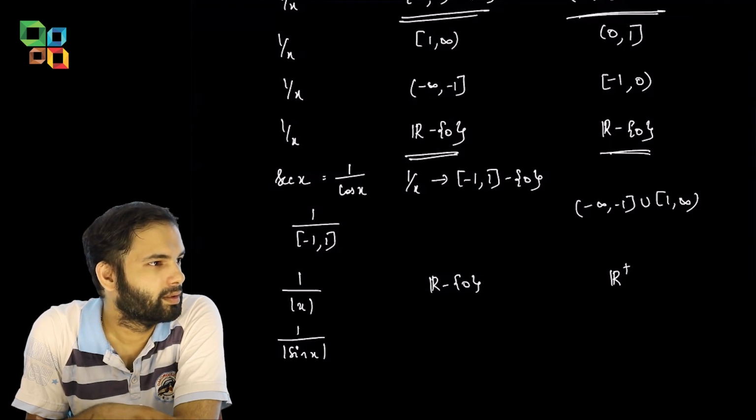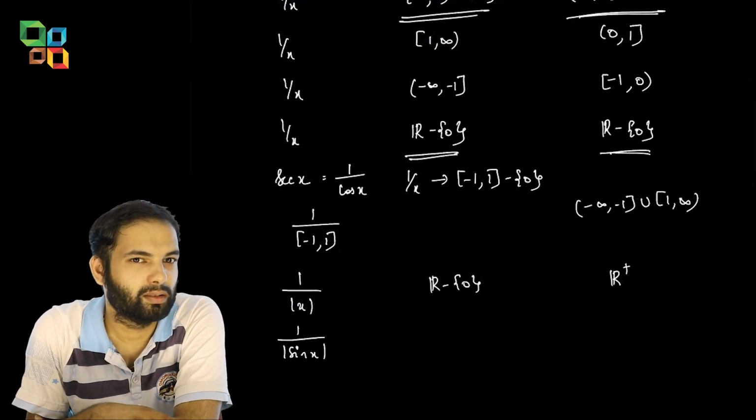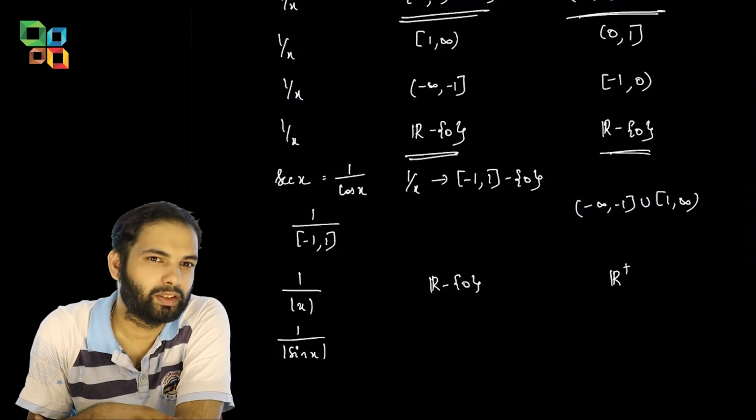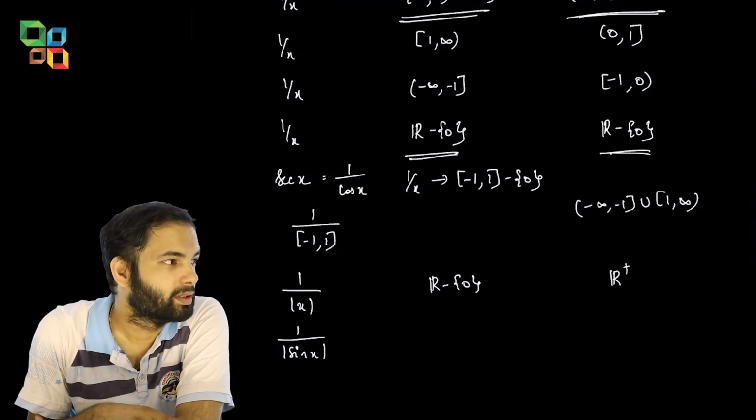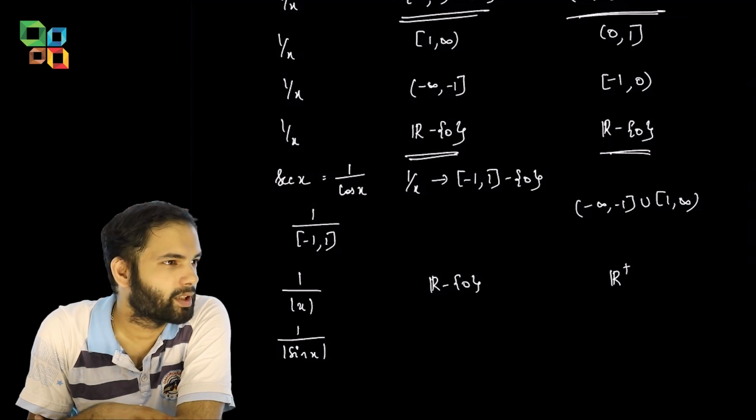No, 0 to 1 is not correct. All real numbers. No, again no. All real except what? Except n pi. Yeah, n pi is correct. We have already discussed this, right? The denominator should not be 0.